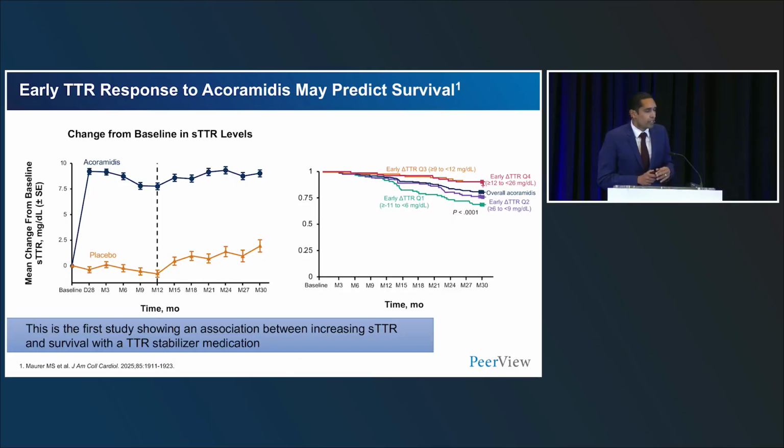And then do we think about monitoring response to therapy? I think this is some of the best data that came out even just earlier this year in terms of TTR monitoring. Again, we talked about stabilizers, they increase TTR, silencers, they reduce TTR levels. In the PeerView trial, there was a large increase, about 7, of TTR in the acoramidis arm versus placebo. What's really important is that that increase in TTR that was initially achieved is tied intricately to outcomes. So the higher your TTR response, the better prognosis you have.